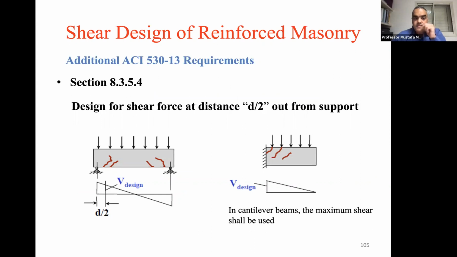Okay, so design for shear force is at a distance d over 2 from the face of the support. That's if we know, of course, the face of the support; if not, from the centroid of the supported element. This is similar to concrete. So in the case of a cantilever, this is the maximum shear that should be used at that fixed end. Okay.